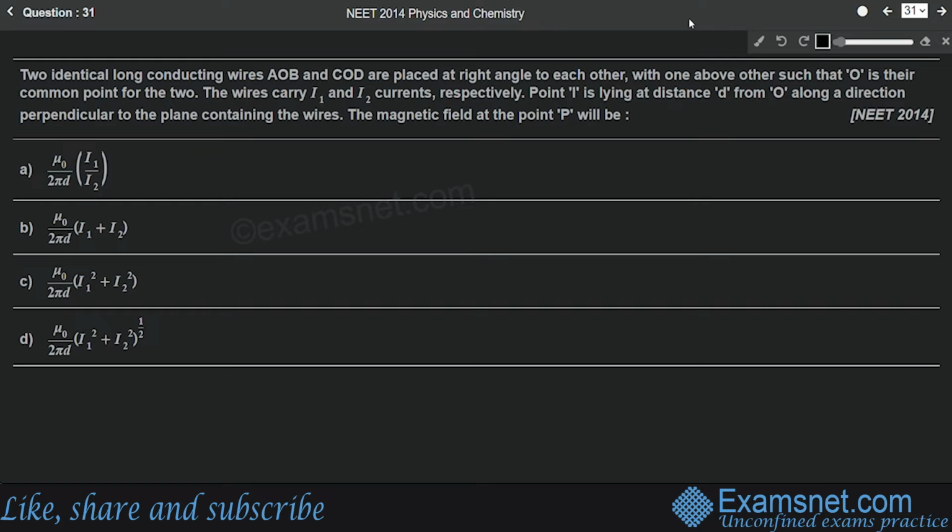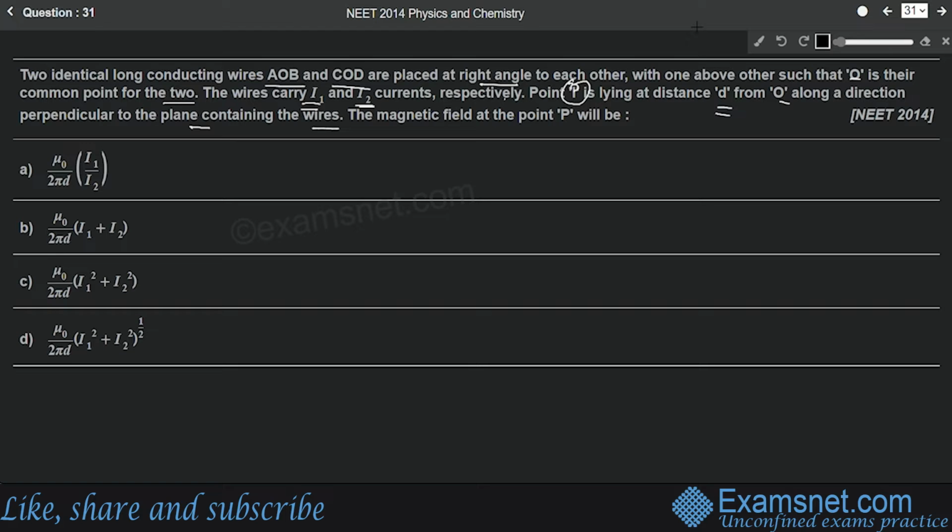Question number 31 is from the chapter Magnetic Effects of Current, and the question is: two identical long conducting wires AOB and COD are placed at right angle to each other with one above the other such that O is the common point for the two. The wires carry I1 and I2 currents respectively. This is point P. Point P is lying at a distance D from O along a direction perpendicular to the plane containing the wires. The magnetic field at the point P will be.